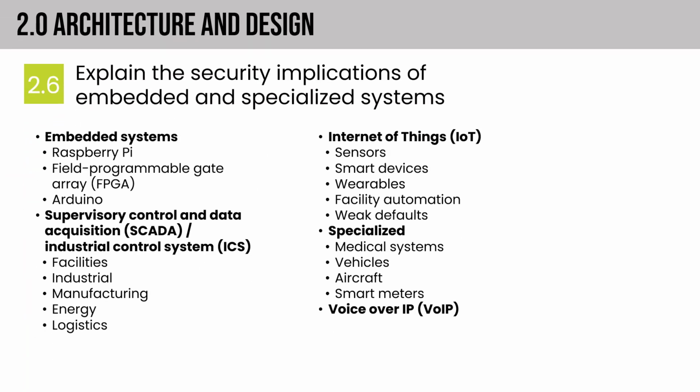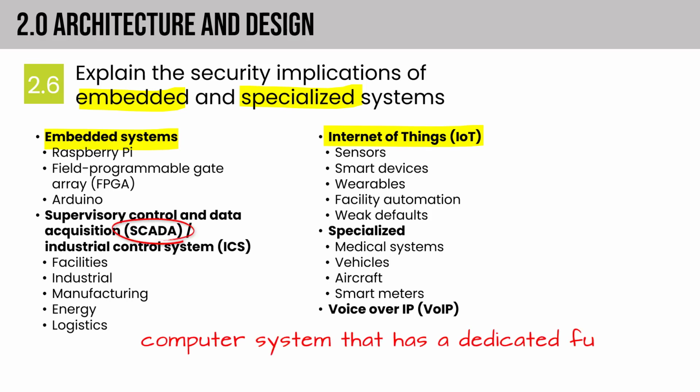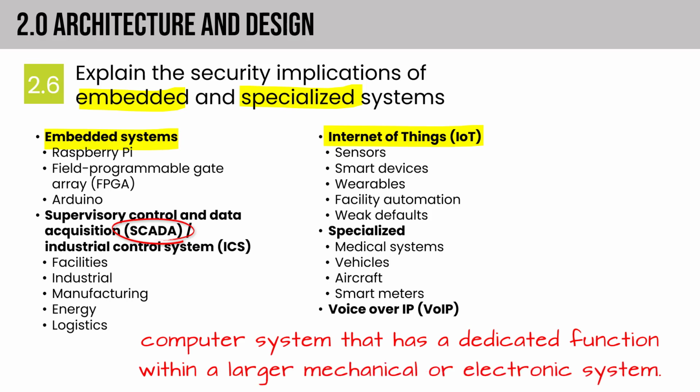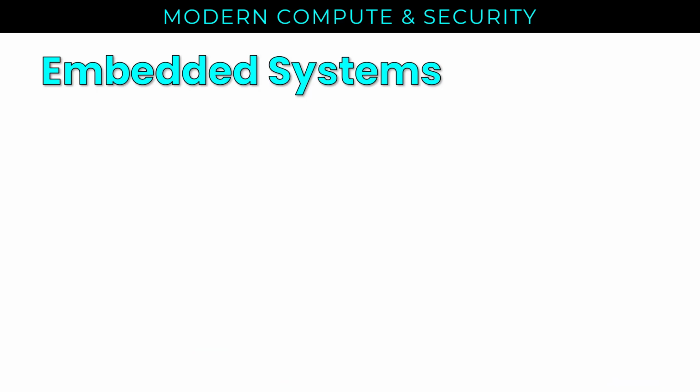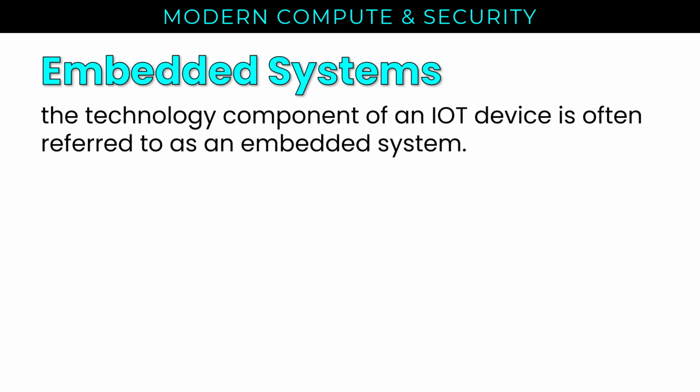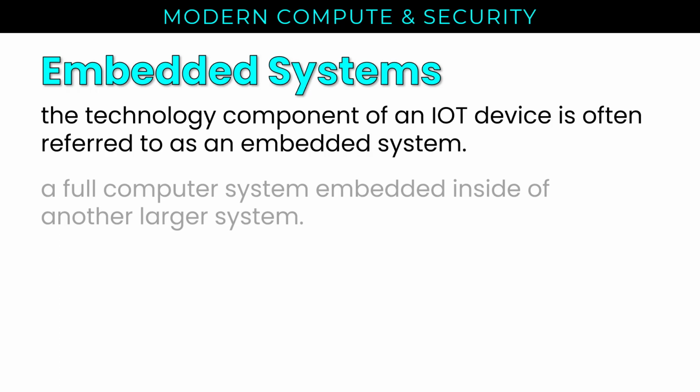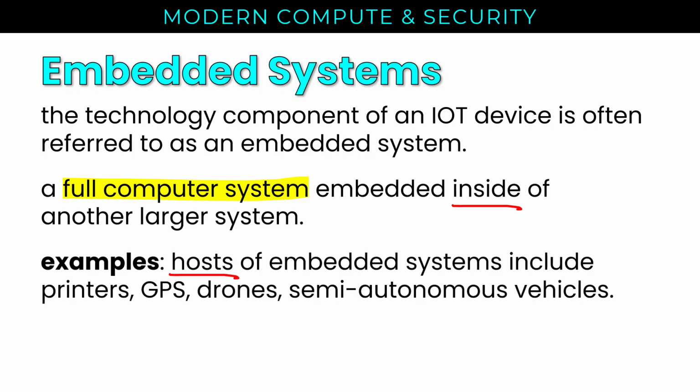So moving into section 2.6, we'll be explaining the security implications of embedded and specialized systems. So here we'll touch on embedded systems, Internet of Things, and supervisory control and data acquisition, or SCADA. So an embedded system is a computer system that has a dedicated function within a larger mechanical or electronic system. And in fact, the technology component of an IoT device is often referred to as an embedded system. It's a full computer system embedded inside another larger system. A few examples of those larger systems that host an embedded system include printers, GPS, drones, and semi-autonomous vehicles.